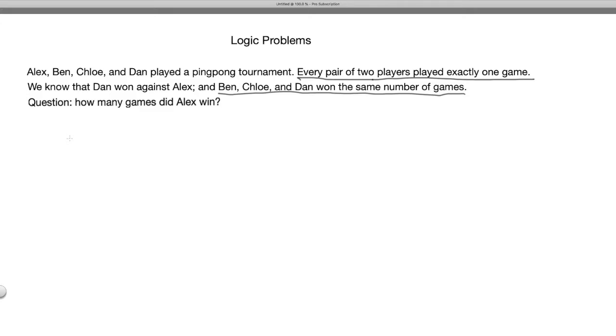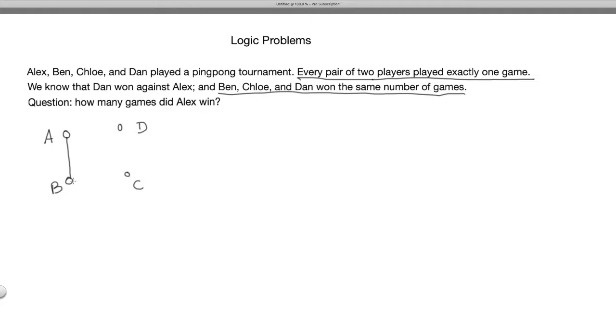And the notation is going to be fairly common for this kind of question. We're going to use a node to represent a player. So node A represents Alex, node B represents Ben, node C represents Chloe, and node D represents Dan. And for a pair of players, when they play a game, we're going to connect the nodes. For example, A and B are going to play a game, so AB is going to be connected.